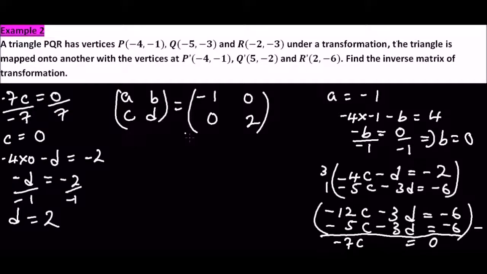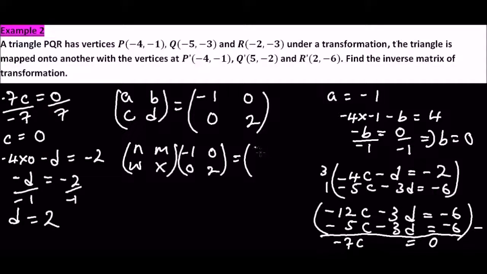Now once you get the transformation matrix, we said that when you multiply the transformation matrix by its inverse, then you should get the identity matrix. So if we write our inverse matrix as M with entries W, X, Y, Z, and we multiply by our transformation matrix, minus 1, 0, 0, 2, the product should give us the identity matrix, which is 1, 0, 0, 1.